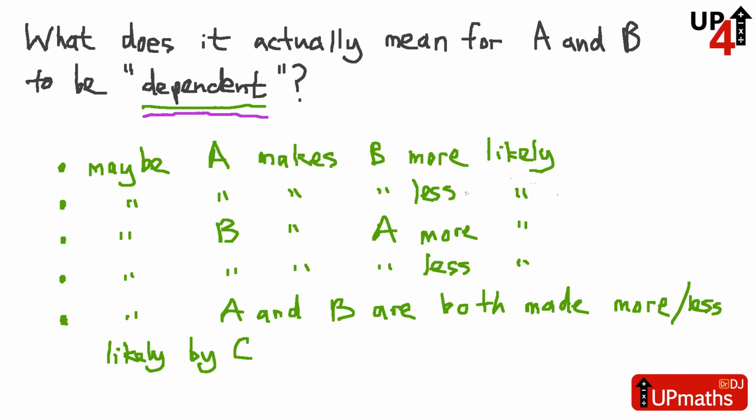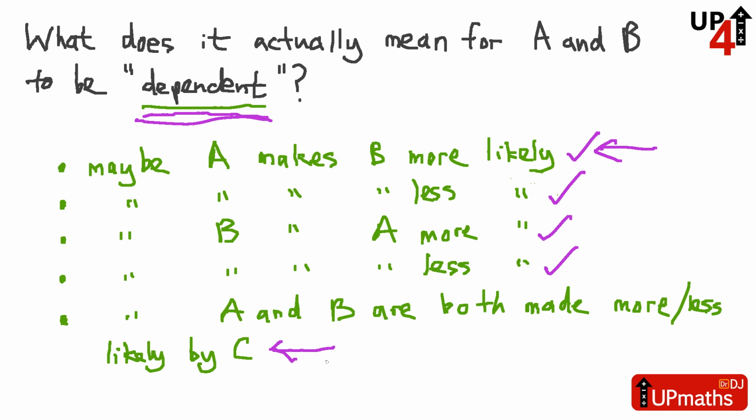So, let's just look at the case where they're dependent. Maybe A makes B more likely, or maybe A makes B less likely. Or maybe the fact that B has happened means A is more likely, or the fact that B has happened means A is less likely. Can we just pick one? So suppose the bus is late, that means you're going to be more likely to be late to work. There you go. It's also maybe A and B are both more or less likely because of C.